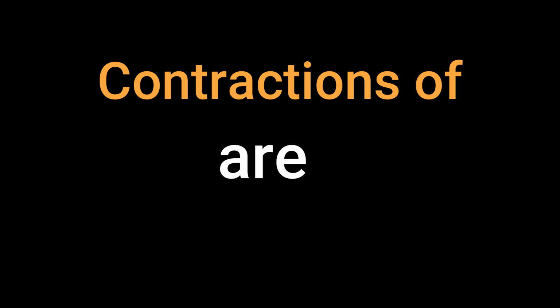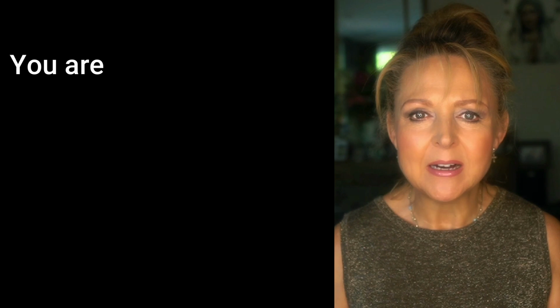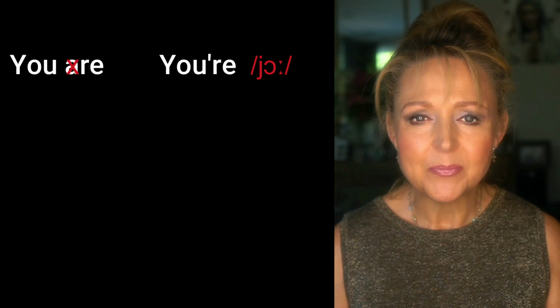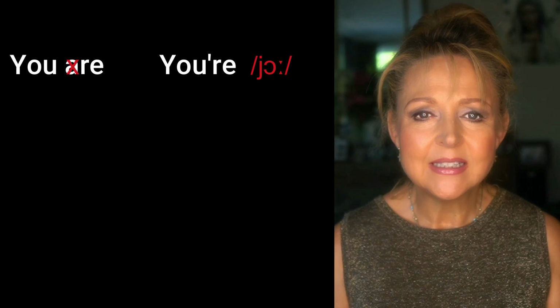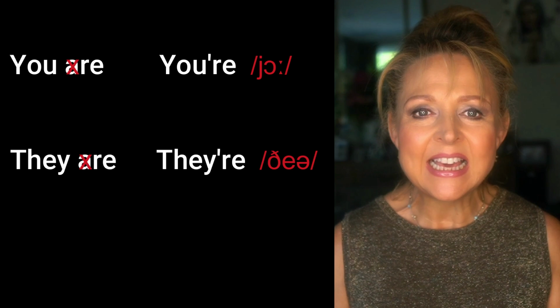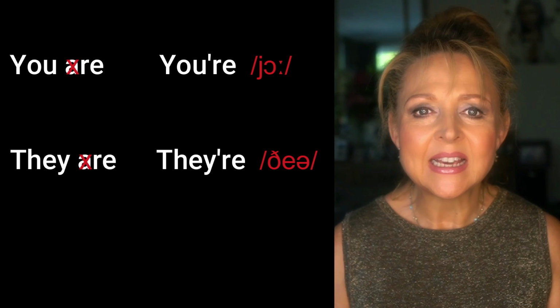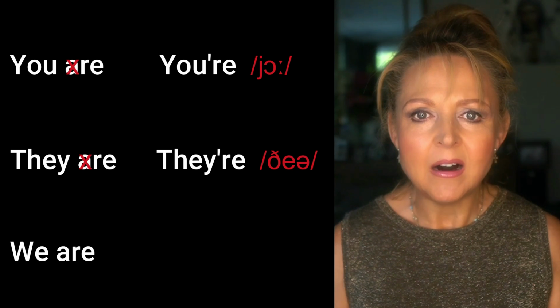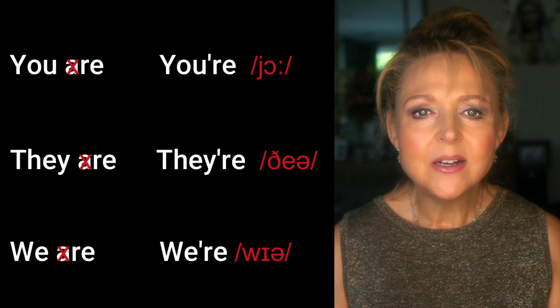Now let's contract the verb are, where we replace the A with an apostrophe. You are becomes you're. They are, they're. We are, we're.